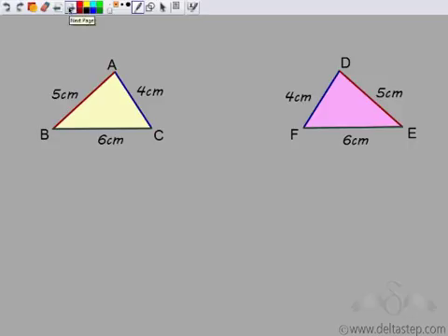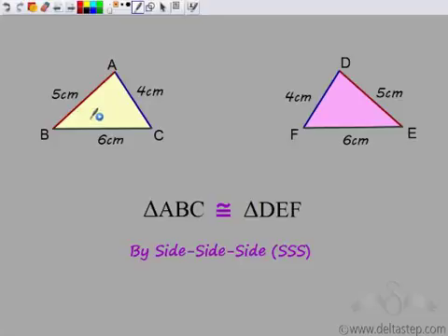So what do you see here? 5, 4, 6. Three sides are given of this triangle. And here also the three sides are 4, 5 and 6. So three sides of this triangle are equal to three sides of this triangle. So I can say that the triangles are congruent by side, side, side, which is SSS. So I can say triangle ABC is congruent to triangle DEF by SSS.